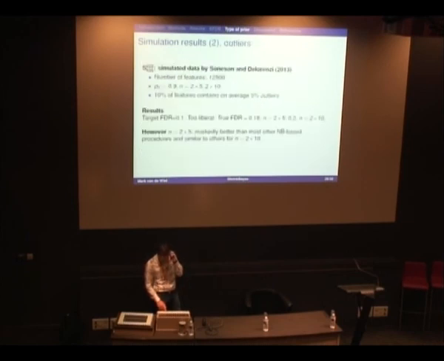Important to say is what happens when there are outliers in the data. Of course, then it's a parametric method, so your FDR is not so good anymore. But it seems that it's better than most other parametric methods. So in some sense, the shrinkage and application play will help protect you a bit against the outliers.